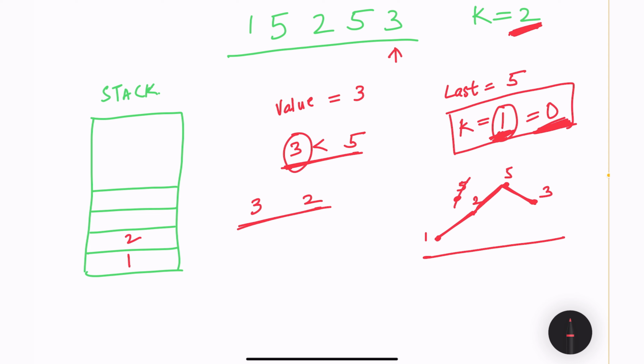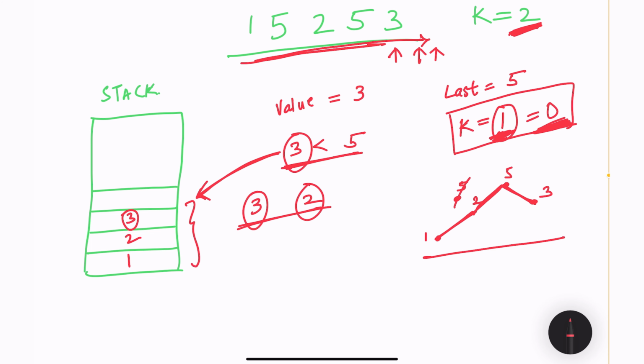There is no point of doing the comparison because our value of k is 0. If there are any more values after 3, we can just add it to the stack directly, and once the iteration is complete, we can build a new string with all of the values from the stack and return the result. So based on the values from the stack, this is going to be our result.